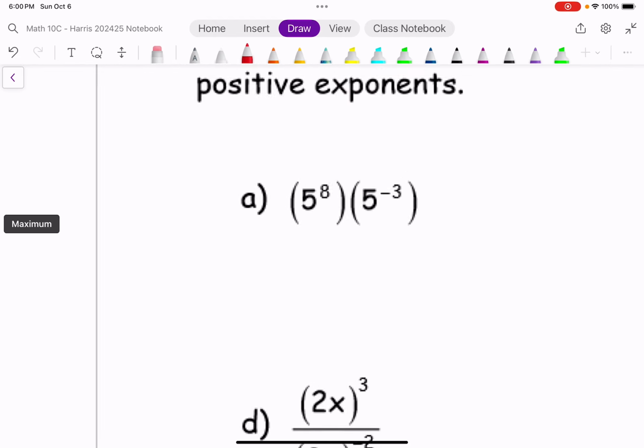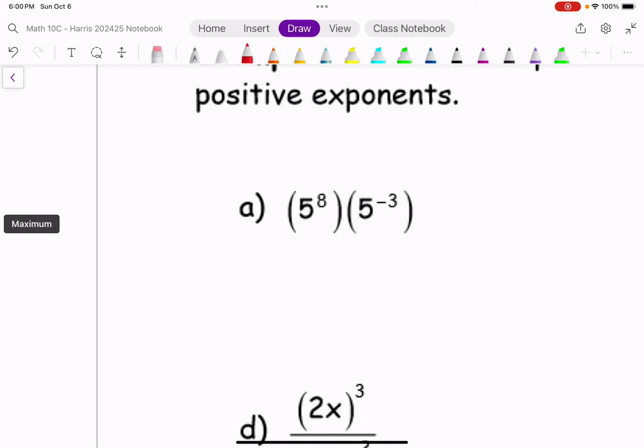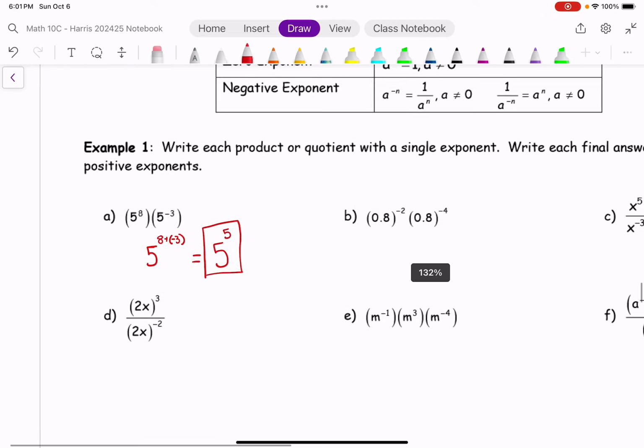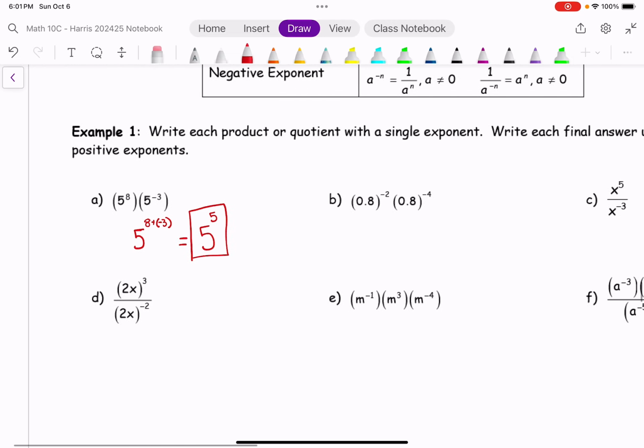So I have 5 to the power of 8 times 5 to the power of negative 3. I have a base of 5 that's not changing. When I am multiplying bases that are the same, I'm going to add my exponents. So I should have 8 plus my negative 3. My answer here should be 5 to the power of positive 5. I have a positive exponent. This is my final answer. It does not say evaluate it at all. It just says write it as a single exponent.